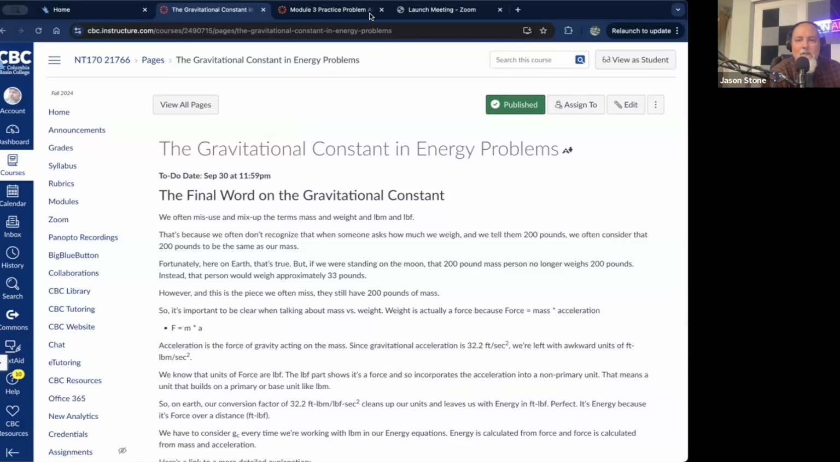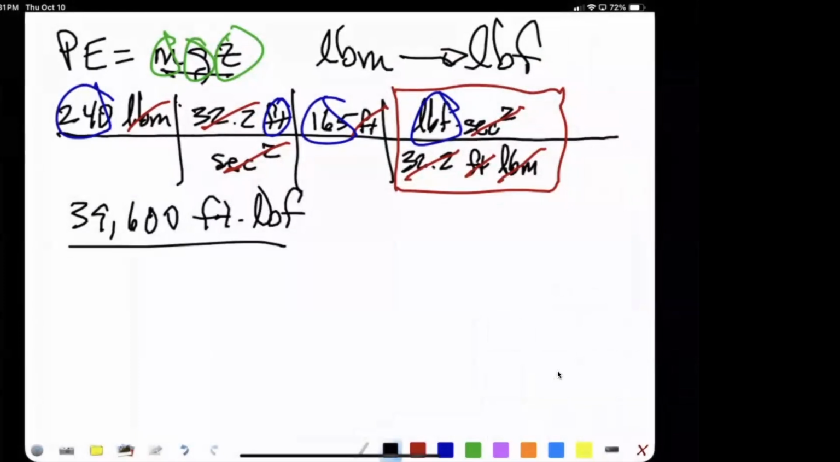Let's see. Go back to my tablet. Screen mirroring again. Okay, I see the iPad now.